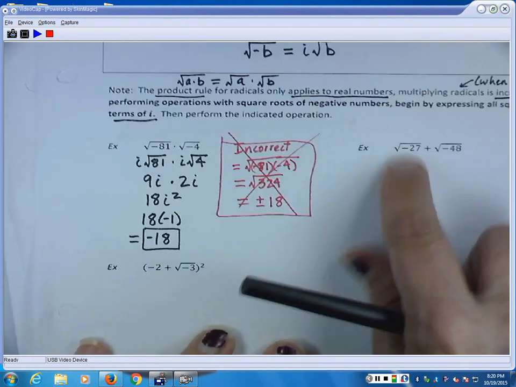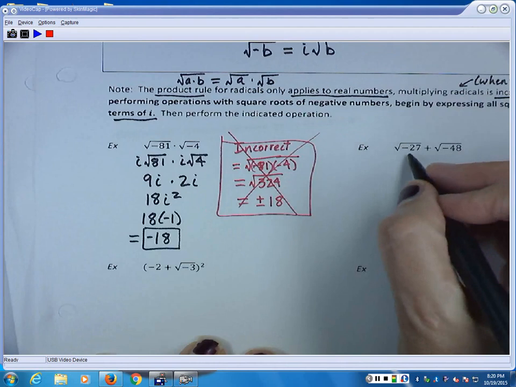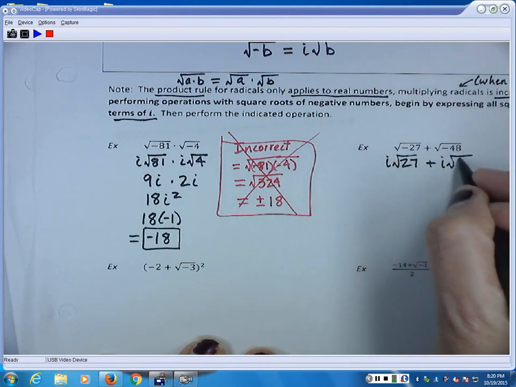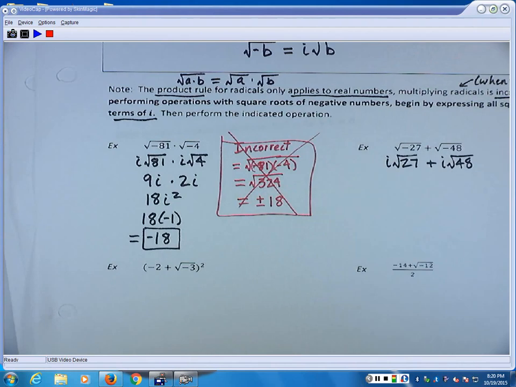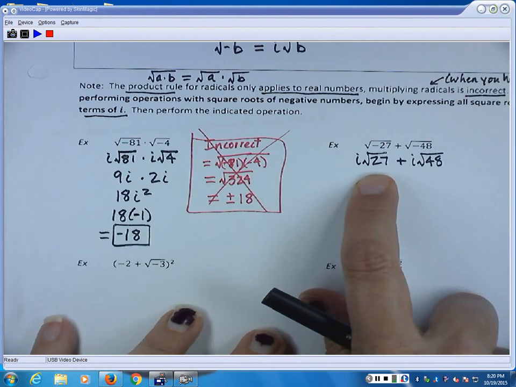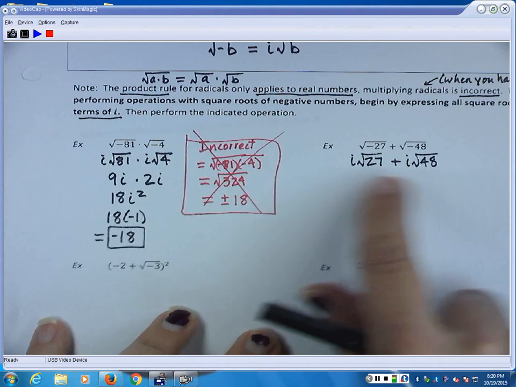If we're adding two things, this is going to be i times the square root of 27 plus i times the square root of 48. That's our first step. You see a negative under the square root, just write i on the outside: i square root of 27 plus i square root of 48. Now we cannot combine these yet because they're not like radicals and like imaginary numbers. In order to combine like terms, you have to have i in them both and the same exact radical. So let's see if we can simplify these square roots.